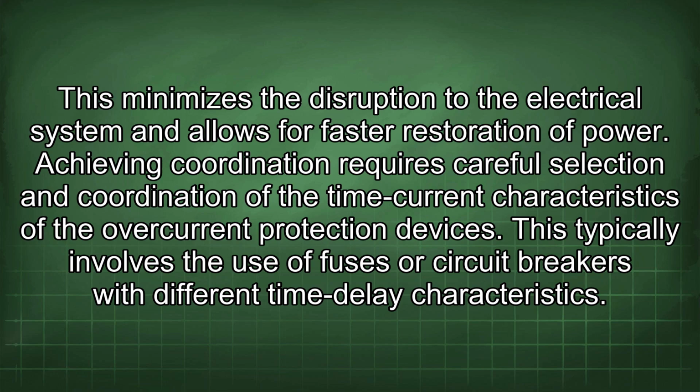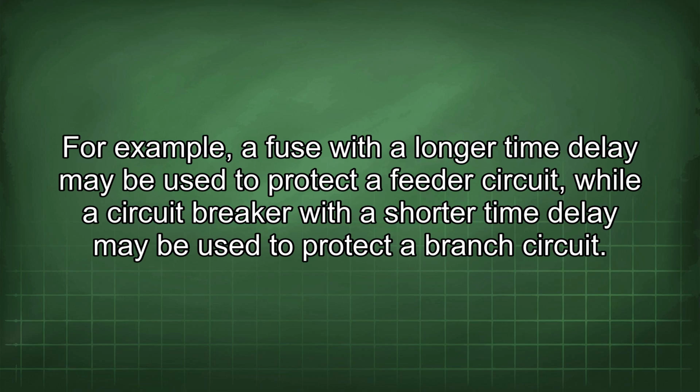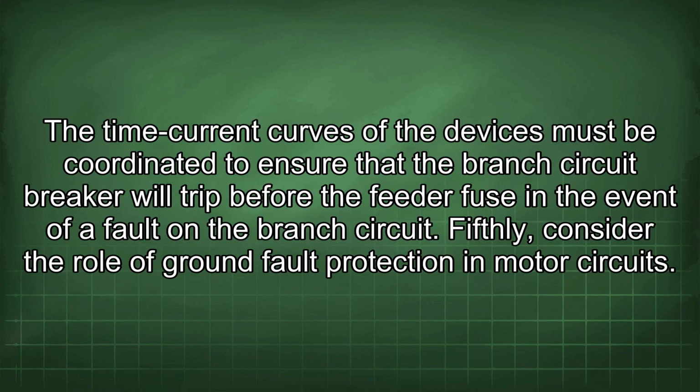This typically involves the use of fuses or circuit breakers with different time delay characteristics. For example, a fuse with a longer time delay may be used to protect a feeder circuit, while a circuit breaker with a shorter time delay may be used to protect a branch circuit. The time current curves of the devices must be coordinated to ensure that the branch circuit breaker will trip before the feeder fuse in the event of a fault on the branch circuit.